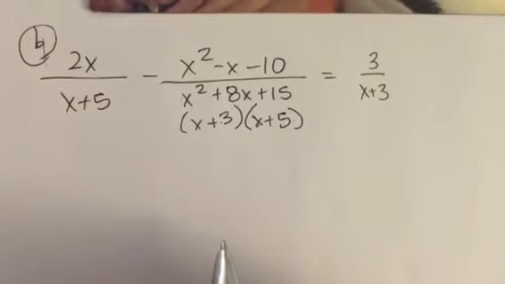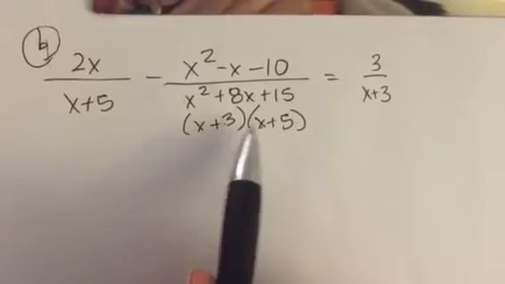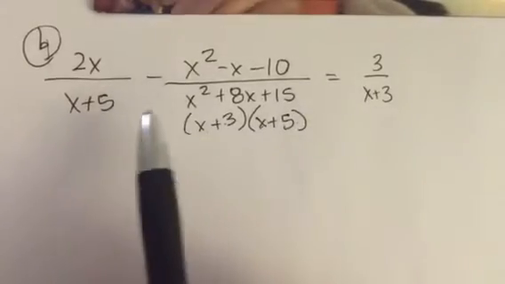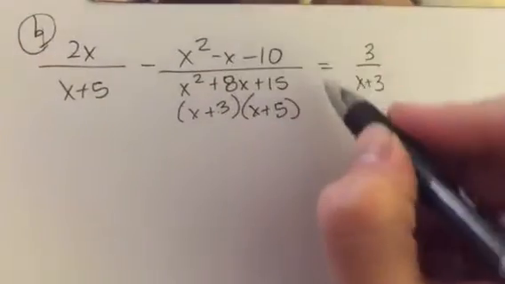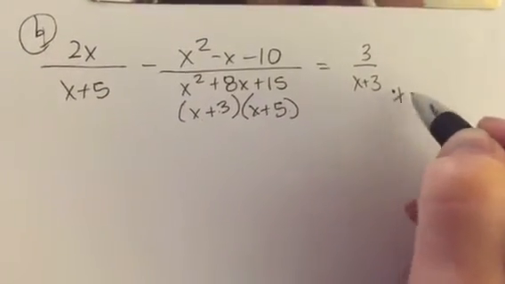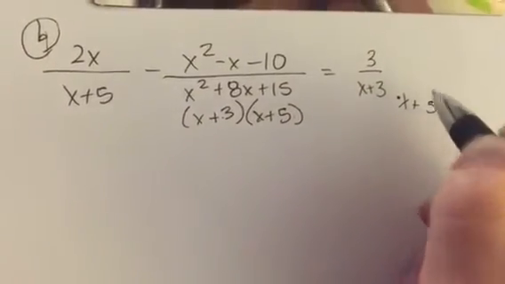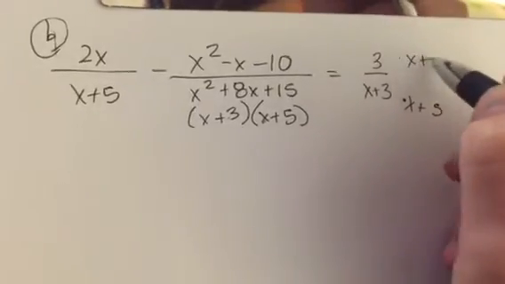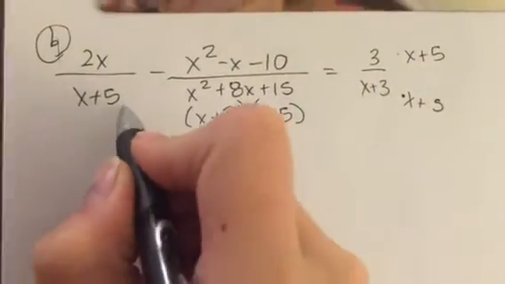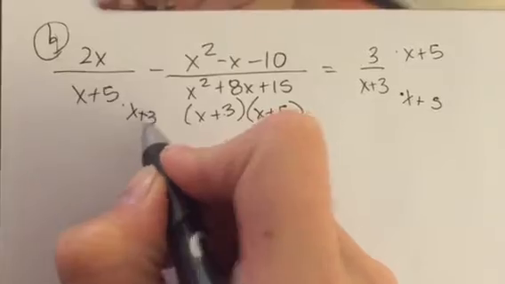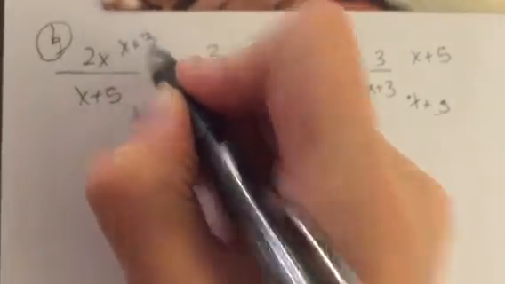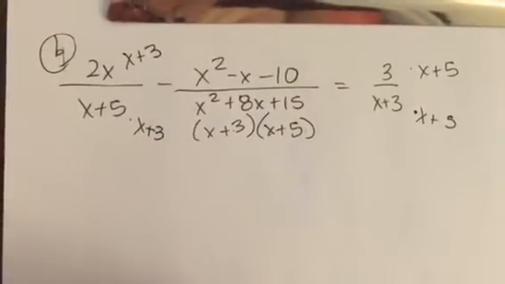I need a common denominator. So I see that I have x plus 3, x plus 5, x plus 3, and x plus 5. So I know I'm going to have to multiply this times x plus 5. Right, what I do to the bottom, I must do to the top. As well as over here, I need to multiply times x plus 3. What I do to the bottom, I have to do to the top. So I should have that.